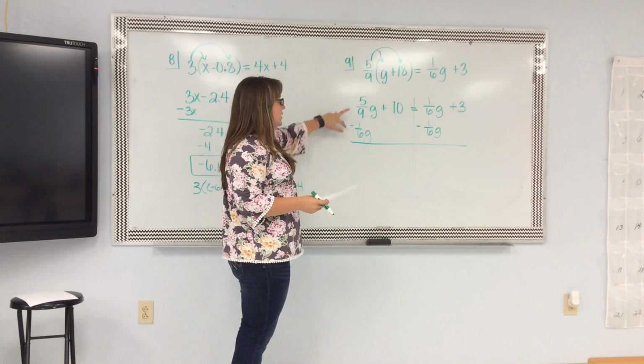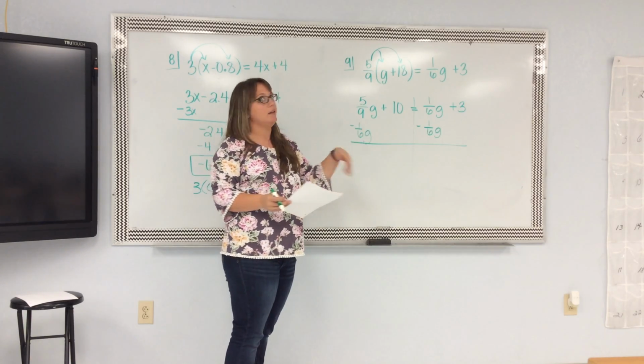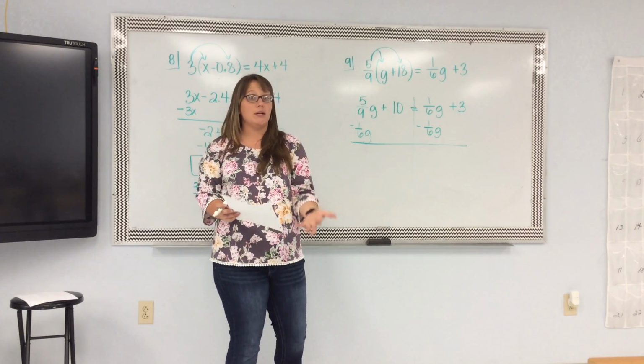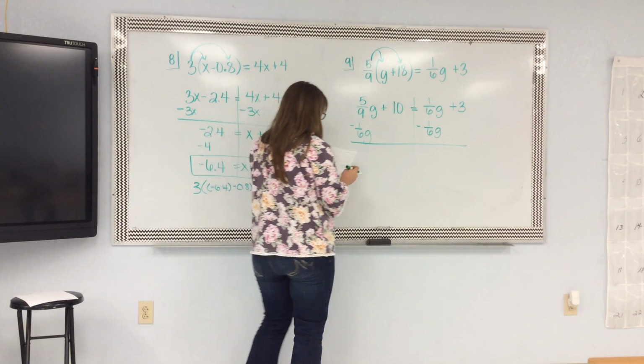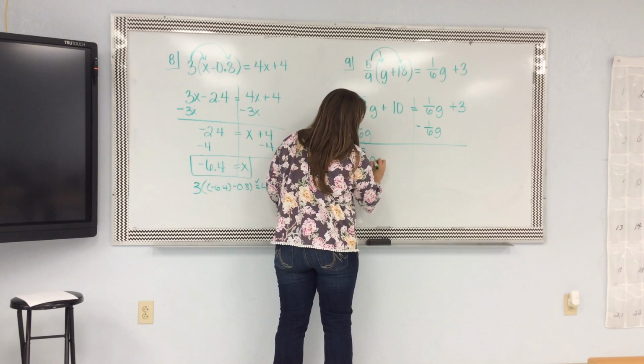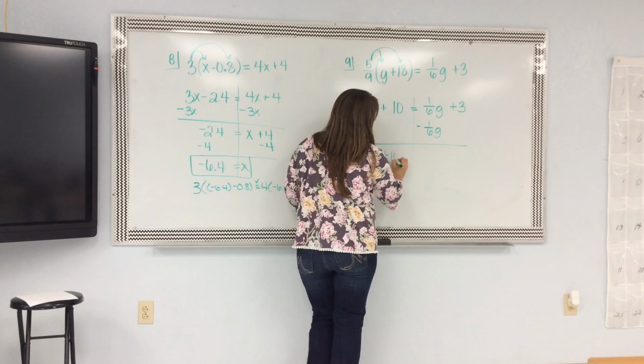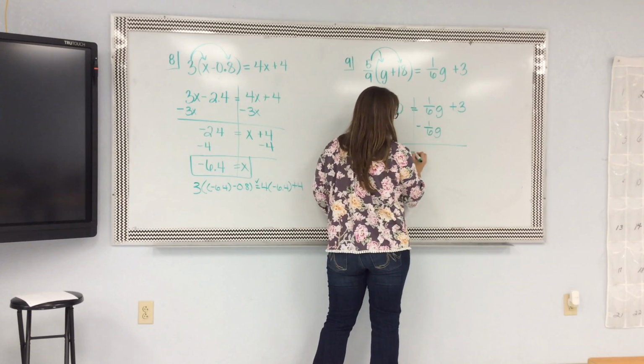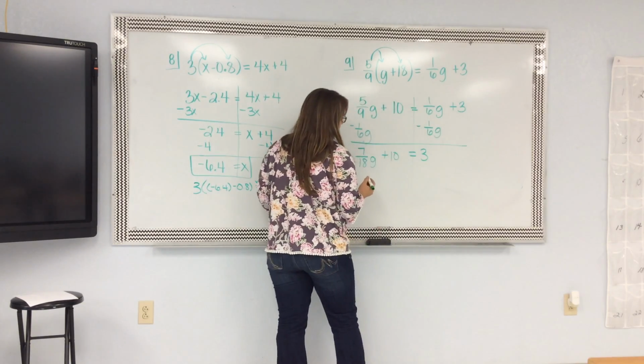5/9 minus 1/6, you don't have a common denominator, so you can take the long way, or you can just put it in your calculator. 5/9 minus 1/6 is 7/18g. My plus 10 comes down. My 1/6 g's cancel out, so it's just equal to 3.